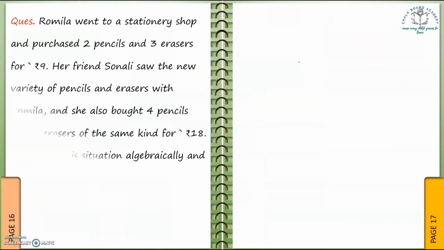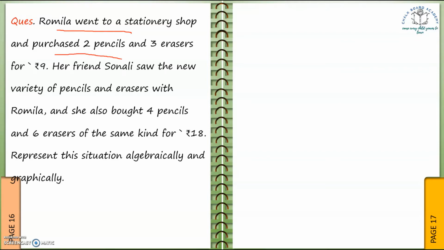Moving forward, let's look into another example. Here, instead of giving equations directly, I have placed a question. So let's look into the question. Romila went to a stationery shop and purchased 2 pencils and 3 erasers for ₹9. Her friend Sonali saw the new variety of pencils and erasers with Romila, and she also bought 4 pencils and 6 erasers of the same kind for ₹18. Represent this situation algebraically and graphically.